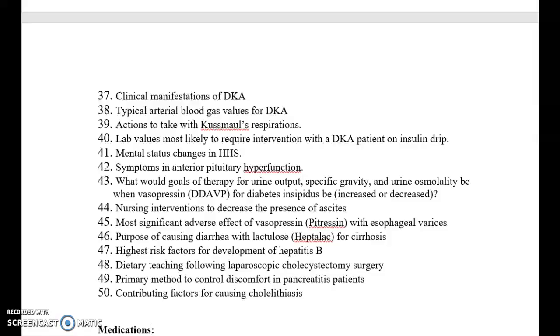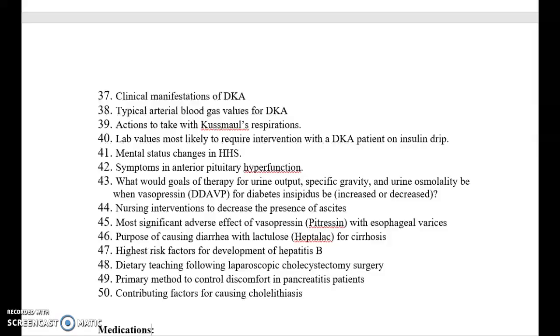Actions to take with Kussmaul's respiration. Remember, Kussmaul's respiration is a symptom. We think, they're having a weird breathing pattern, need to throw oxygen on them. How do we correct Kussmaul's? It's a compensatory symptom. So the best way to correct Kussmaul's respirations is to give IV insulin and correct the blood sugar. And that will then, with all the other things that are in the insulin protocol, gradually improve the acidosis, which is metabolic, not respiratory.